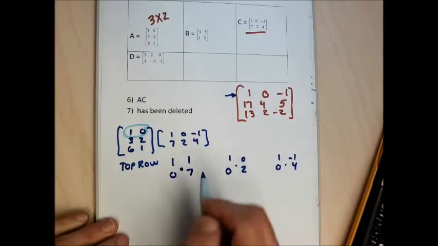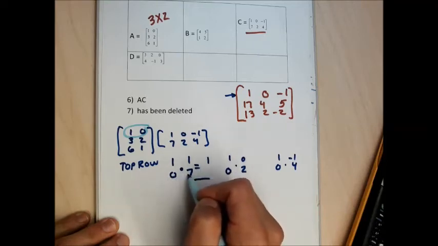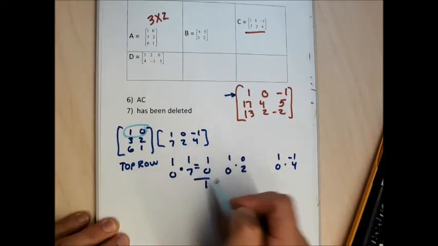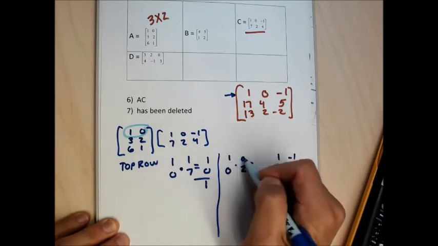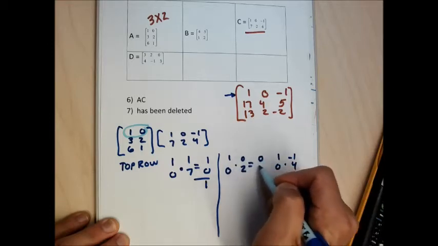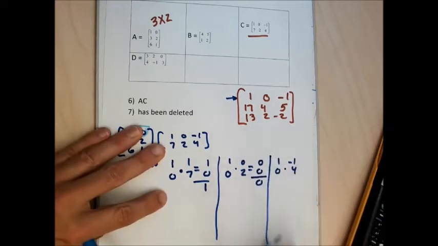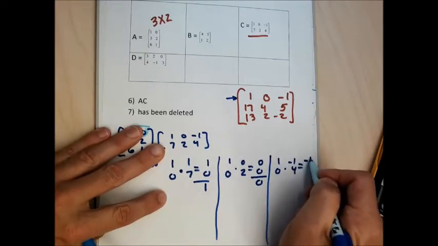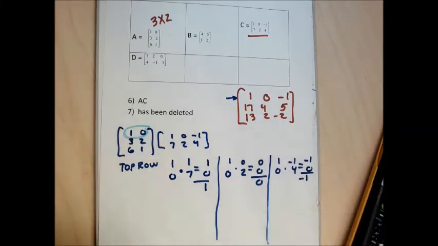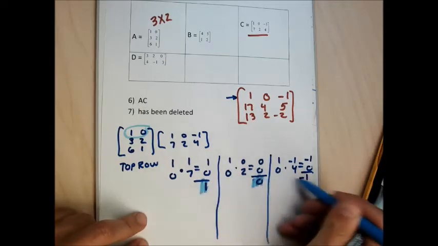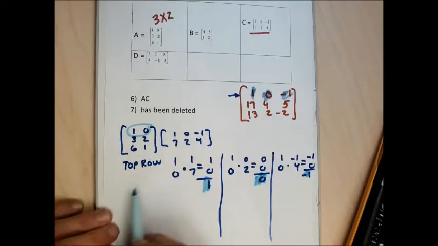And when I do this, I multiply across and then I add. So I'm going to go 1 times 1 is 1, 0 times 7 is 0, 1 plus 0 is 1. And then 1 times 0 is 0, 0 times 2 is 0, 0 plus 0 is 0. Lastly, 1 times negative 1 is negative 1, 0 times 4 is 0, negative 1 plus 0 is negative 1. The top row is going to be 1, 0, negative 1. I'll move on and do the middle row.